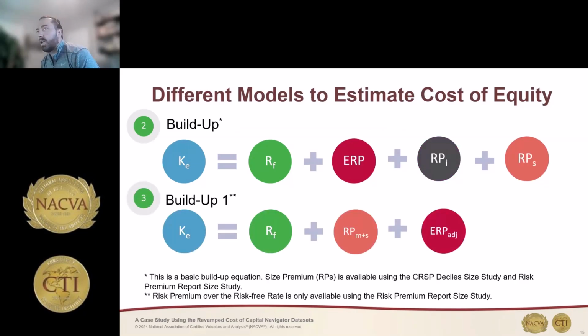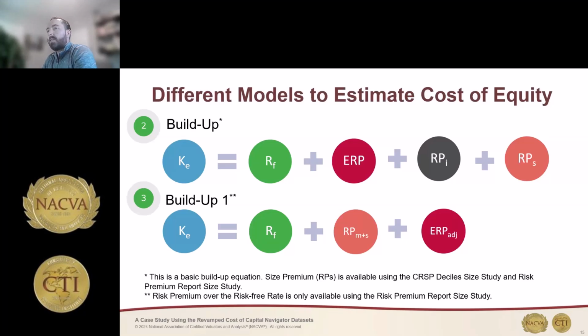The next model is our basic buildup. So again, that equation is our risk-free rate plus an ERP plus an industry risk premium plus the size premia. And again, both of the size studies from the Cost of Capital Navigator, you can use the size data and apply it to this equation.